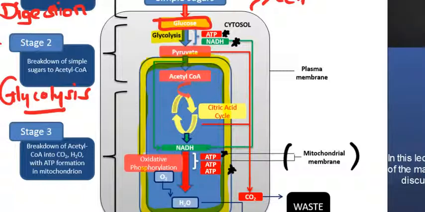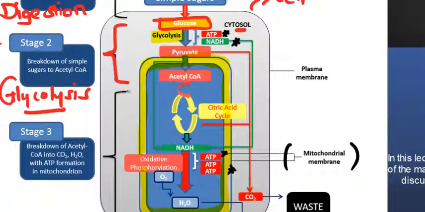So it's pretty much this process right here, from the glucose entering into the cell to its breakdown and conversion to acetyl coenzyme A. It begins in the cytosol and ends inside the mitochondria as acetyl coenzyme A is made available to the citric acid cycle. So that's stage 2 right there.